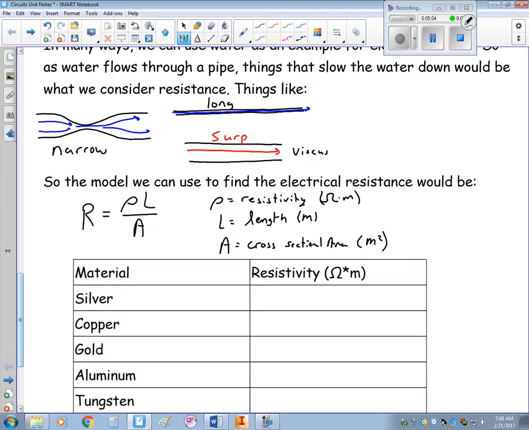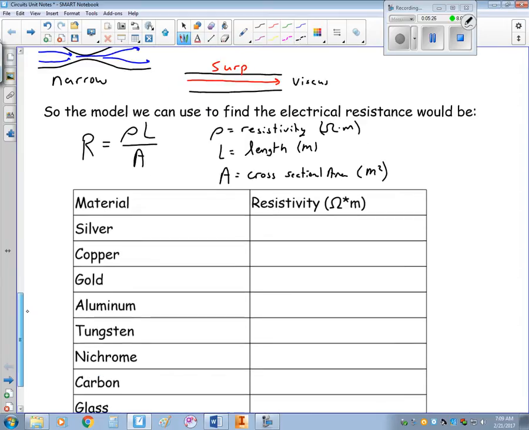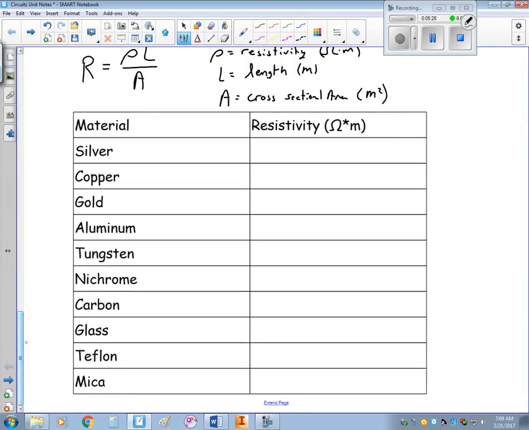So if I take a wire, notice that the longer the wire is, the more resistive it is. The fatter the wire is, the larger the cross-sectional area, the less resistive. The narrower or the skinnier the wire, the more resistive it is. And then the resistivity is just the property of the material. Different materials are going to have different resistivities. So let's take a look at some of these. I'm going to add some to this list here.